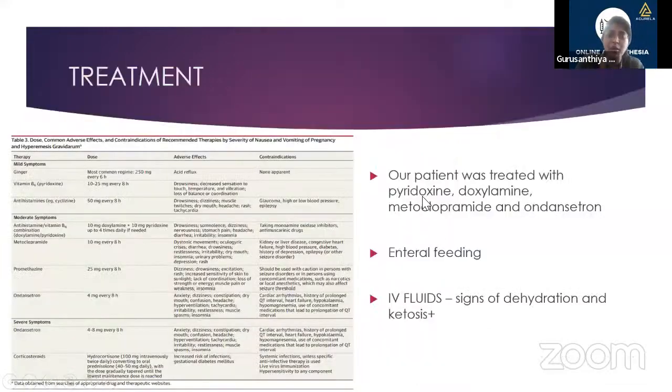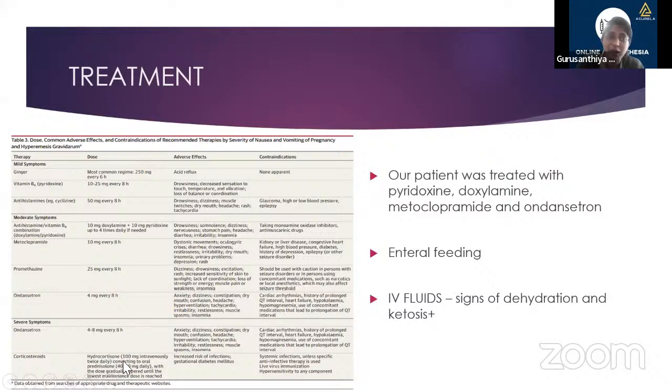Since she was a moderate to severe case of hyperemesis gravidarum, she was treated with pyridoxine, doxylamine, metoclopramide, and ondansetron. We tried her with enteral feeding, which is a class 2B recommendation according to the guidelines, for 2 days, but she did not tolerate it. So we stopped it and started IV fluids since she had signs of dehydration and ketosis.